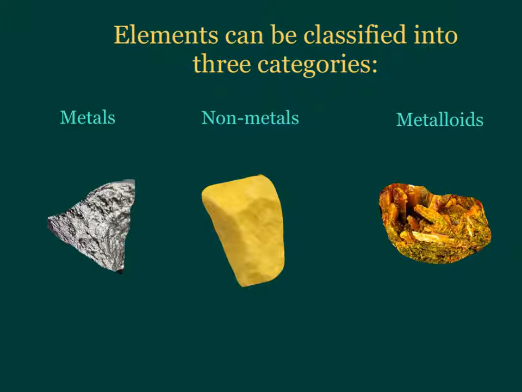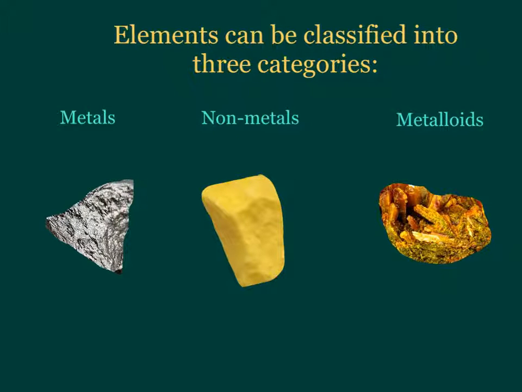Elements can be classified into three categories: metals, nonmetals, and metalloids. Metals are solid at room temperature, have luster, malleability, ductility, and are good conductors of heat and electricity. An example is iron.